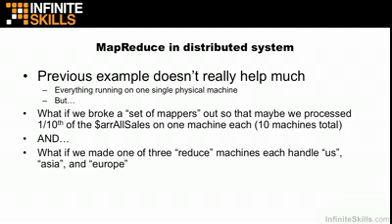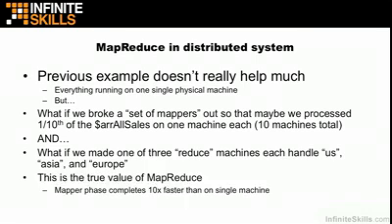Also, what if we made each of the 3 reduce machines handle the US, Asia, and Europe regions specifically? We would then get one output file for US, one output file for Asia, and one output file for Europe back in our data set. Again, we're not trying to solve a complex problem here. We're just trying to talk about what MapReduce is and introduce it in a way that's easy to understand.